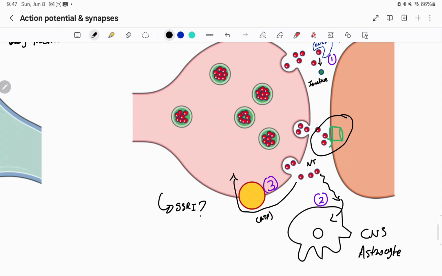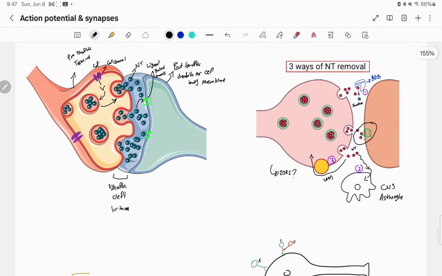And so what they do is they give SSRIs. These drugs will do exactly this. They will block step 3, this third way, reuptake. They will block the serotonin reuptake channels, okay? That's what they call selective serotonin reuptake inhibitors. Okay, so that's the clinical significance here.